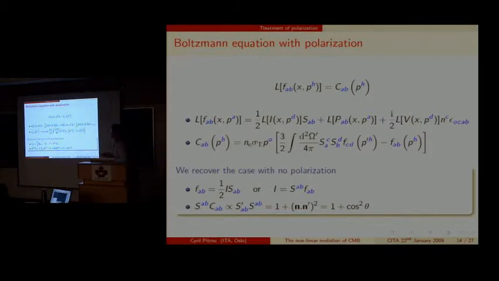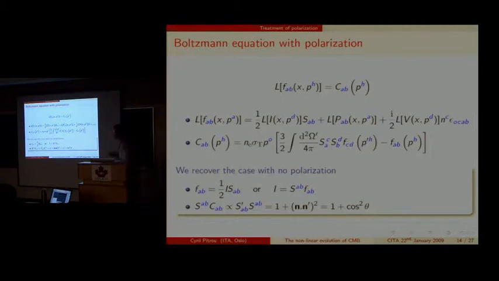Now, if you want to recover the standard Thomson cross-section, it's very simple. Instead of having a tensor value distribution function, you just say that there is no linear polarization, no circular polarization, so just an intensity. And if you plug it back, then you can show that this expression actually boils down to 1 plus cos square theta, where theta is the angle between incoming and outgoing direction. So you recover the standard formulas that you find in textbooks about Thomson scattering.